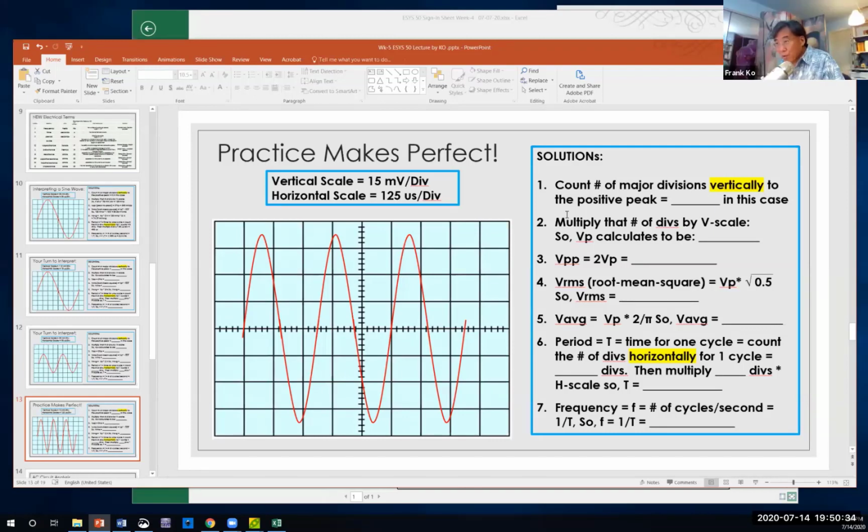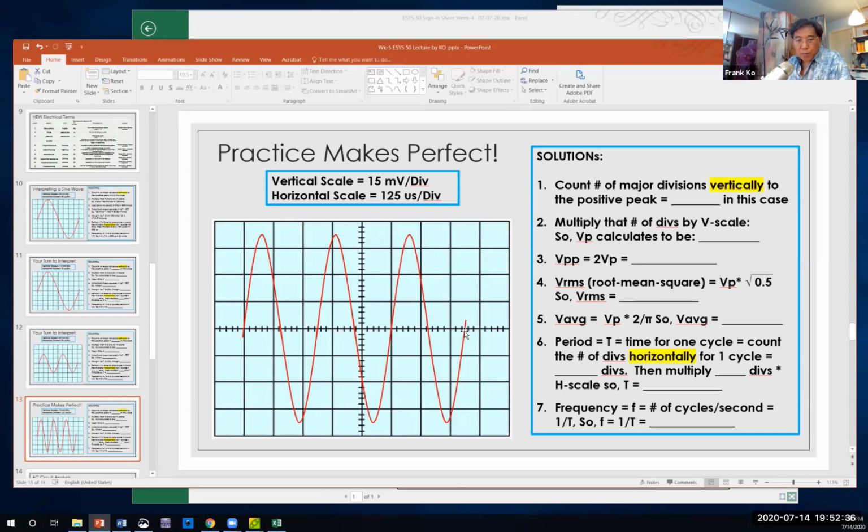These are all hand-drawn by me on a PowerPoint, so these are not actual waveforms off a scope. I tried to make it as unintimidating as possible. Practice makes perfect on these waveforms. So we're just starting the calculations on this particular waveform. It looks like 3 cycles on this display.